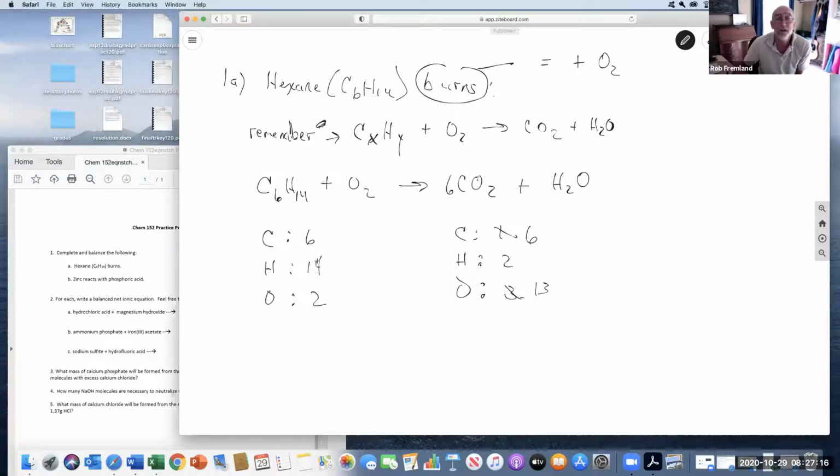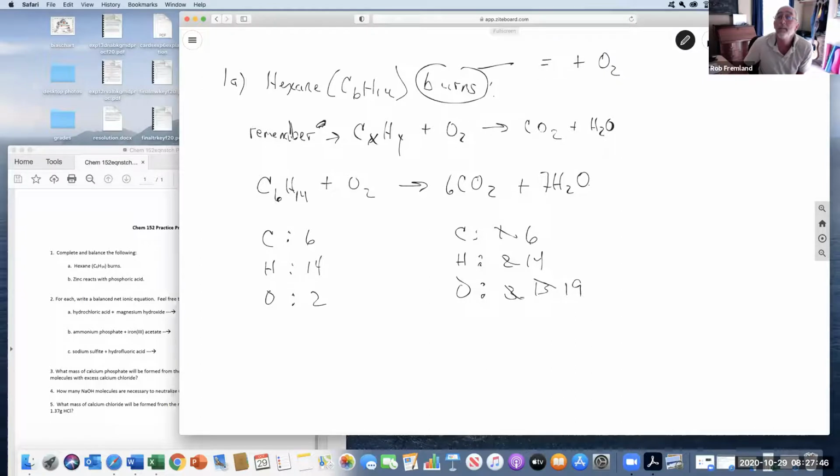So the hydrogen is now 14 on the left, 2 on the right. So to fix that, we want to put a 7 in front of the water. That doesn't change the carbon. The hydrogen is 14, and now the oxygen is 12 and 7 is 19. All right, so now to fix the oxygen, we need to put something here that's going to make it 19. And so this is one of those where you can use a fraction.